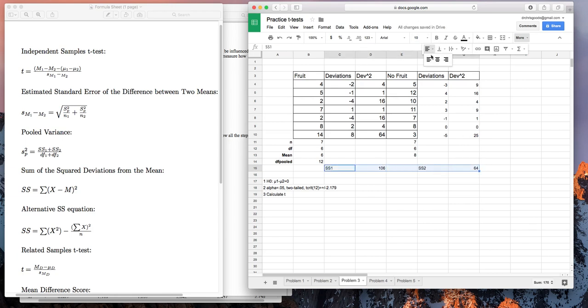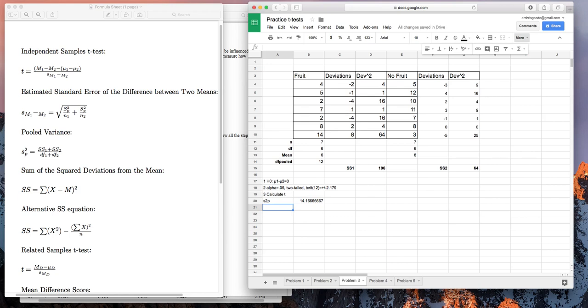Let's align these right and then bold them so that we won't lose track of them. Bold them. Thank you. All right. We can do pooled variance now as our sums of squares divided by our degrees of freedom added together. And make sure you get those parentheses right. If you do parentheses anywhere else, you won't get it right.